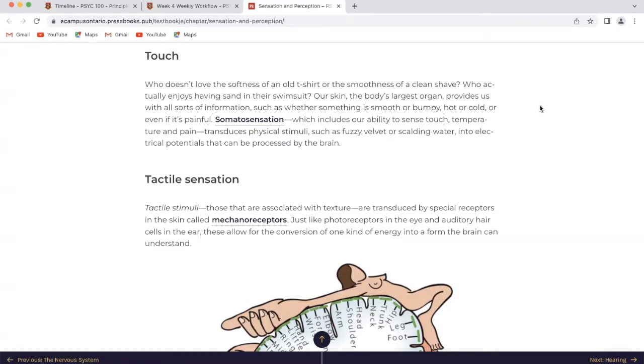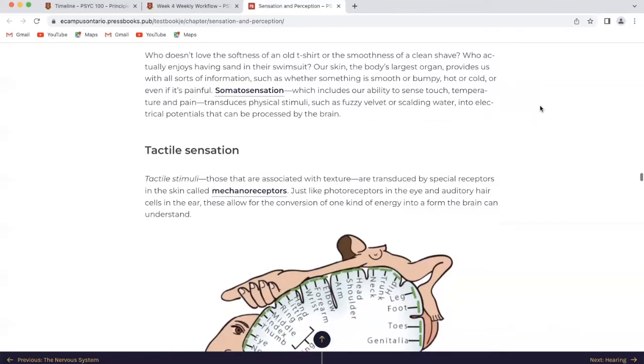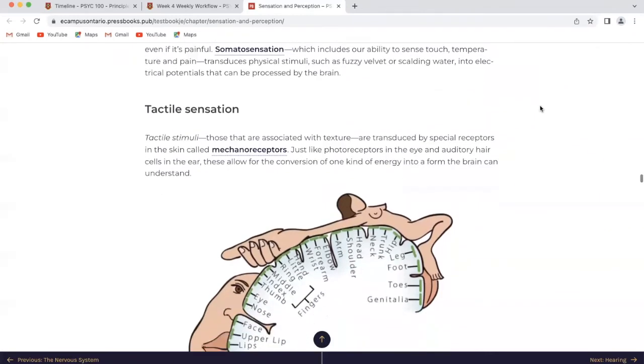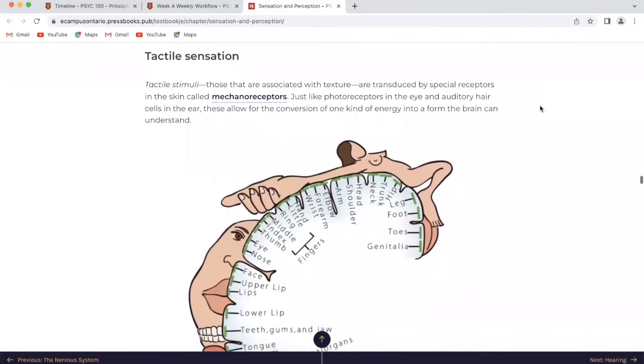Somatosensation, which includes our ability to sense touch, temperature, and pain, transduces physical stimuli, such as a fuzzy velvet or scalding water, into electrical potentials that can be processed by the brain. Tactile sensation. Tactile stimuli, those that are associated with texture, are transduced by special receptors in the skin called mechanoreceptors. Just like photoreceptors in the eye and auditory hair cells in the ear, these allow for the conversion of one kind of energy into a form the brain can understand.